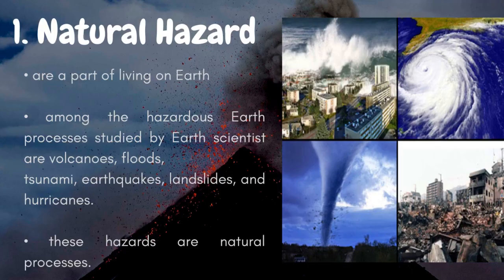With respect to the environment, Earth science also deals with natural hazards since it is a part of living here on Earth. Among the hazardous natural processes studied by Earth scientists include volcanoes, floods, tsunamis, earthquakes, landslides, and hurricanes. Remember that they become hazards only when people try to live where these processes occur.